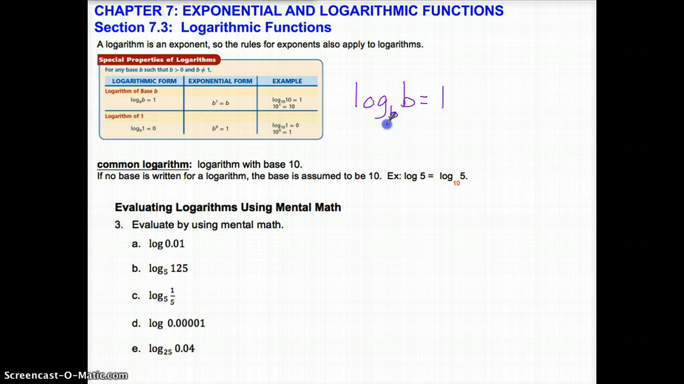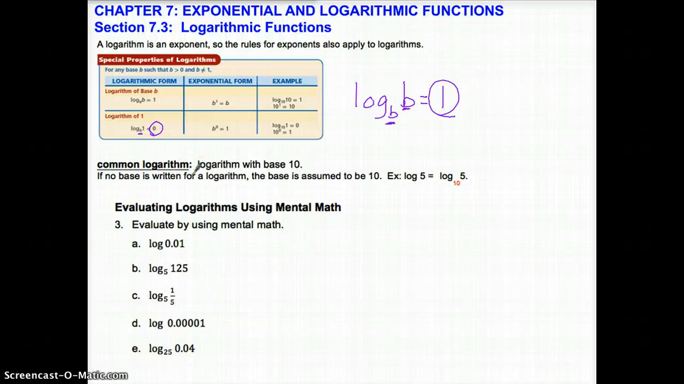because you're just saying, what power do I have to raise b to in order to get b? Well, that would be 1. And then a logarithm of 1, anytime you have log base b of 1 equaling 0, it's just saying, what do I have to raise b to in order to get the number 1? Well, anything raised to the 0 power will give us 1. So, some of the very basic special properties apply to both.